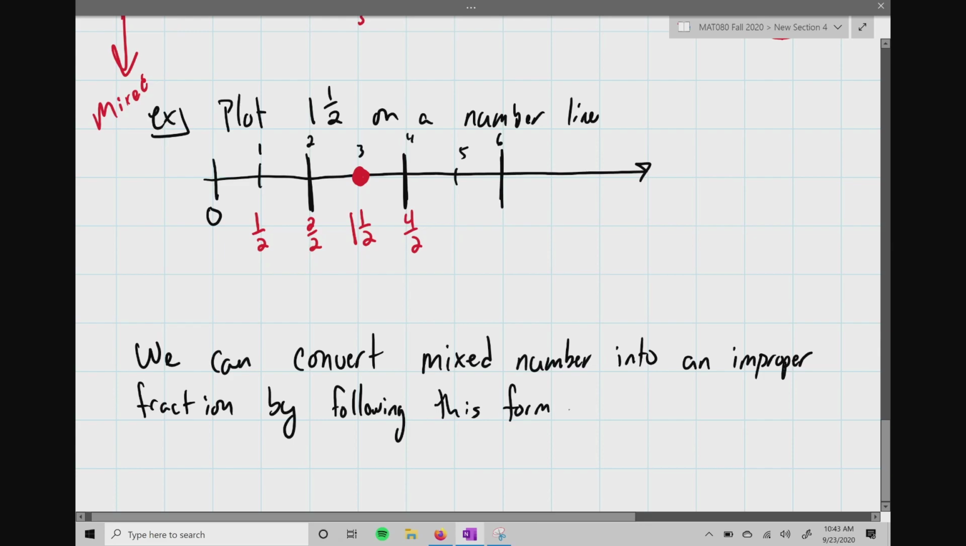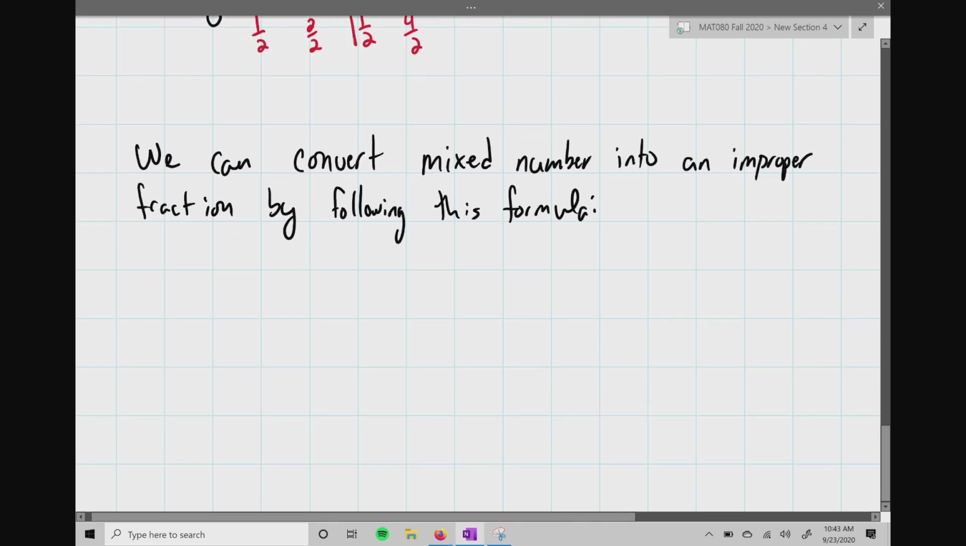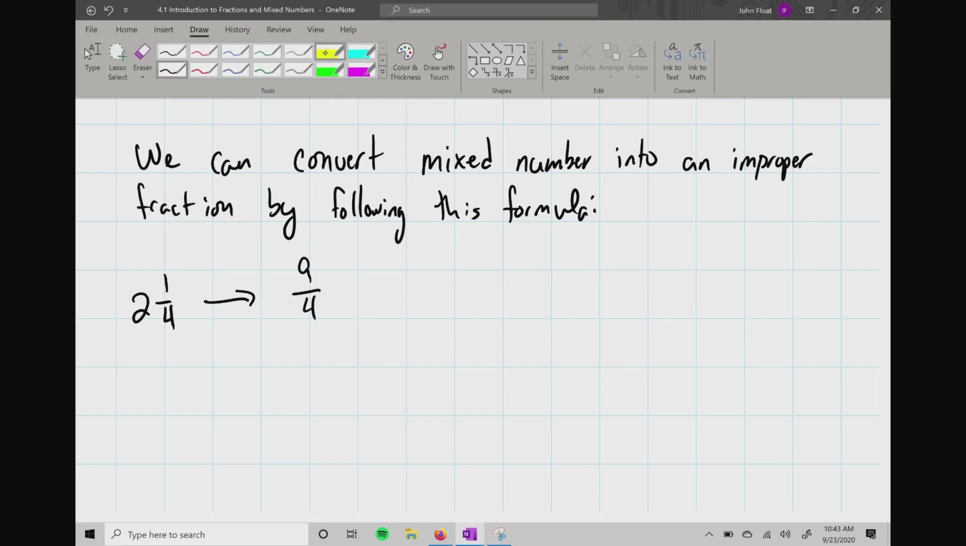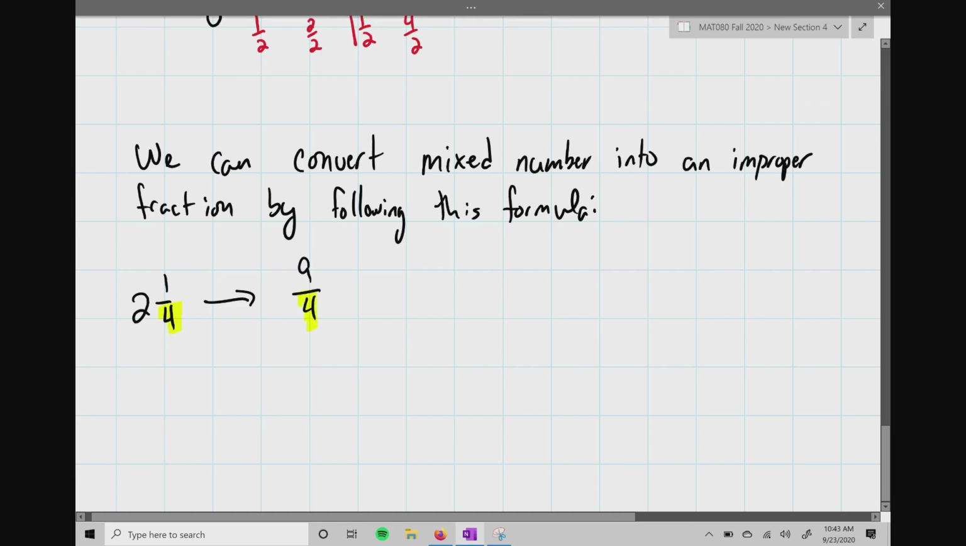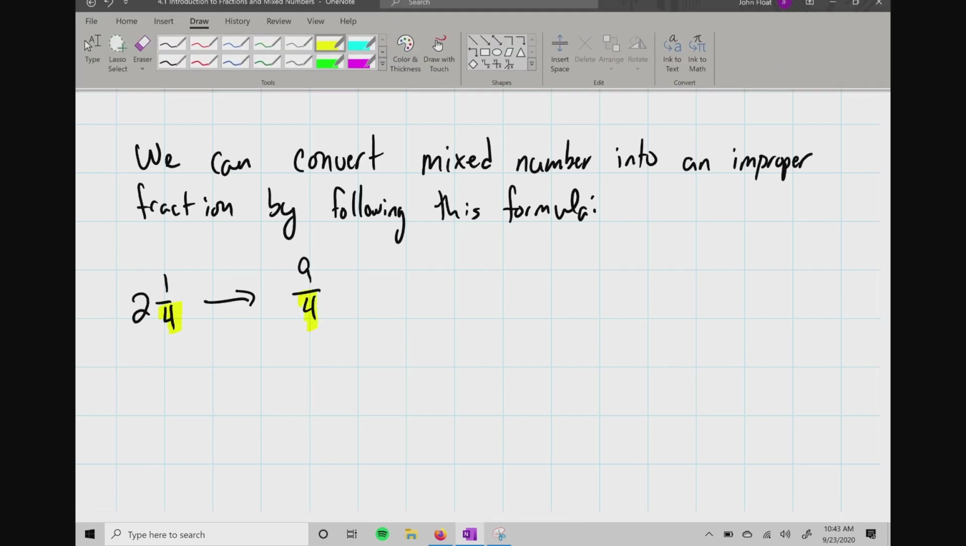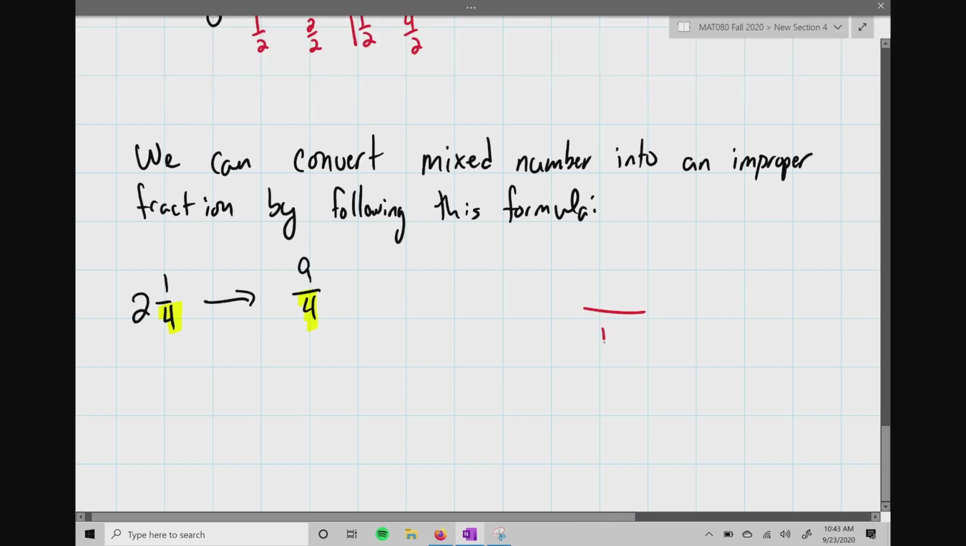this formula. Now, before I give you the formula, I'm going to write the mixed number, 2 1/4, and I'm going to show you how we get 9 over 4 from it, okay? Now, I want you to notice the denominators stay the same. So it seems like in this formula, the denominator stays the same. I'm just going to put a capital D. That'll make it easy. Okay?